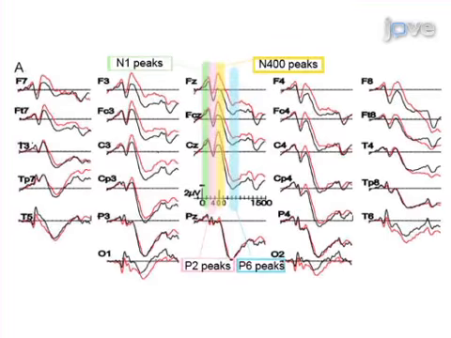Ultimately, the raw data is processed to obtain event-related potentials, which can be analyzed for characteristic waveforms such as the N1, the N400, and the P600.